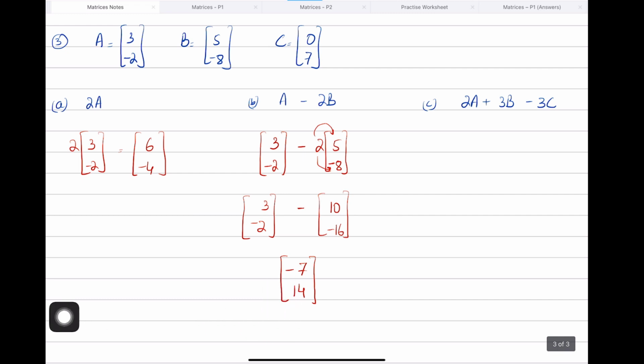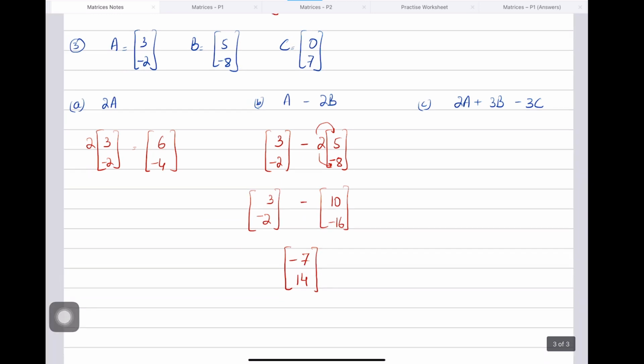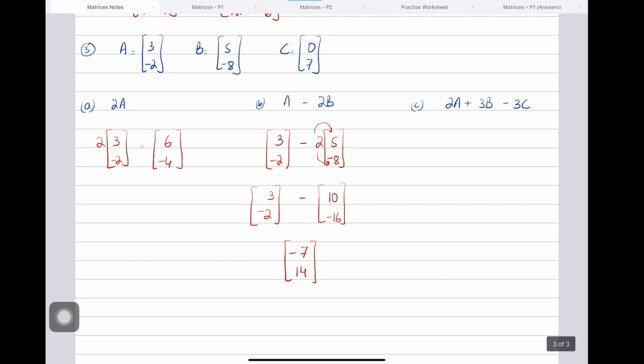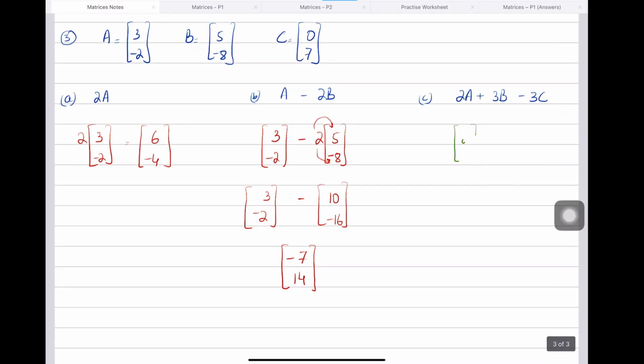Okay, don't do that. This is not a fraction. Minus 7 and 14, they're independent of each other. Okay. So, any questions? So basically 2a, we already know what 2a is. That's 6 and minus 4 plus 3b. So if you guys want to do that directly, you can. Just be careful. Don't end up making a calculation error.